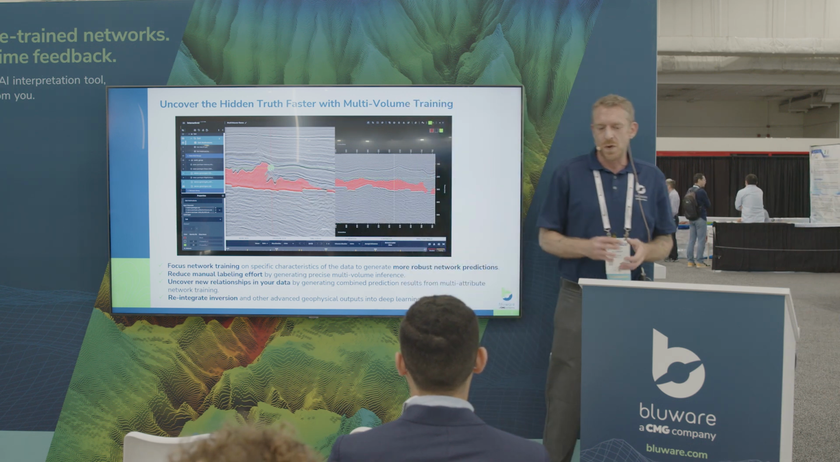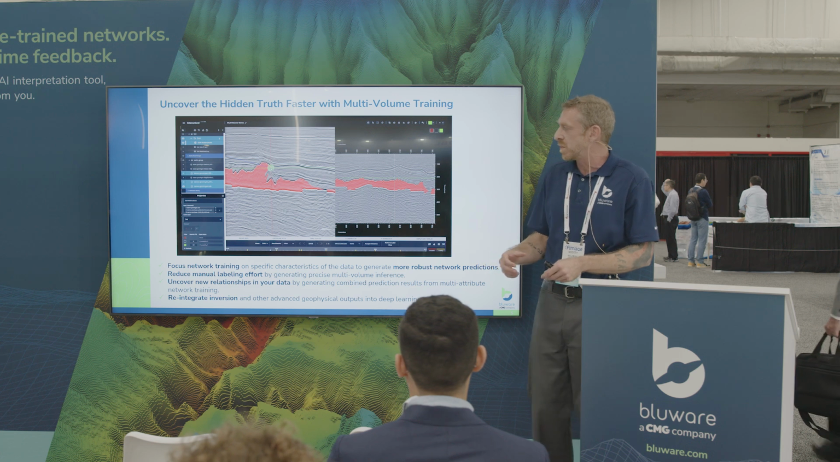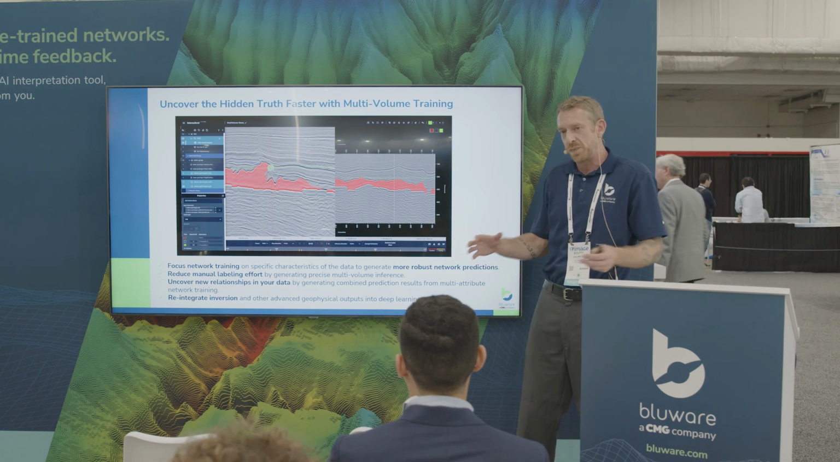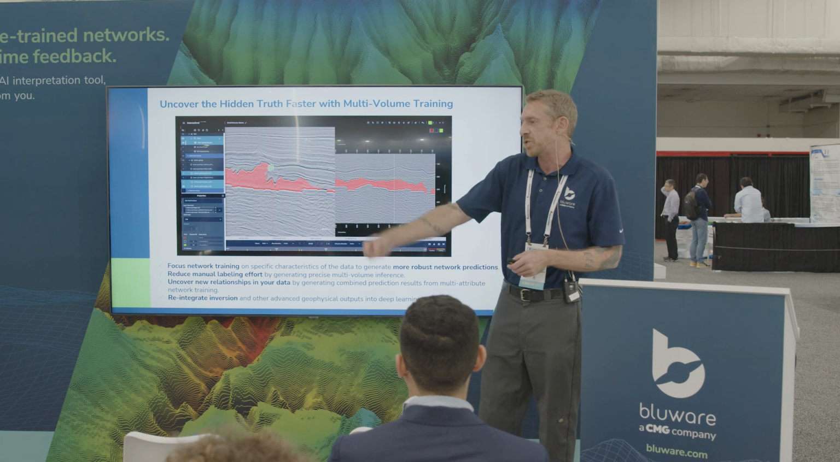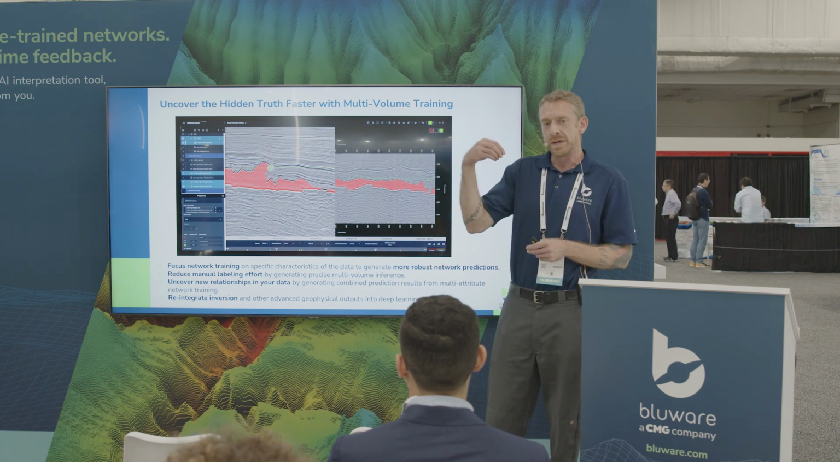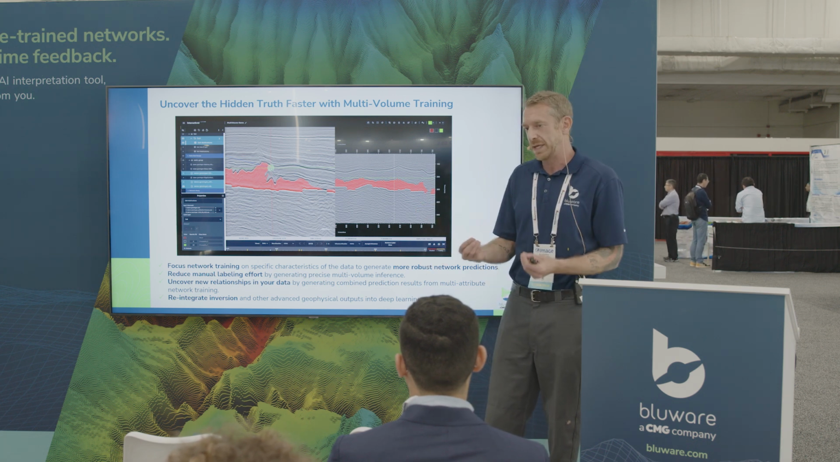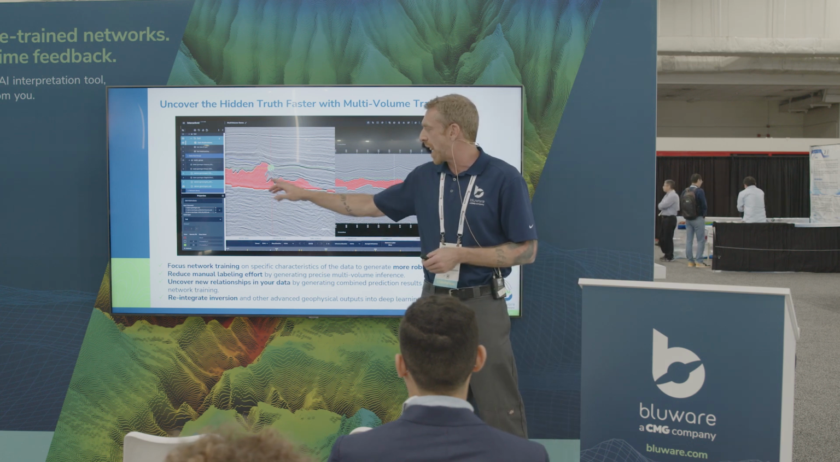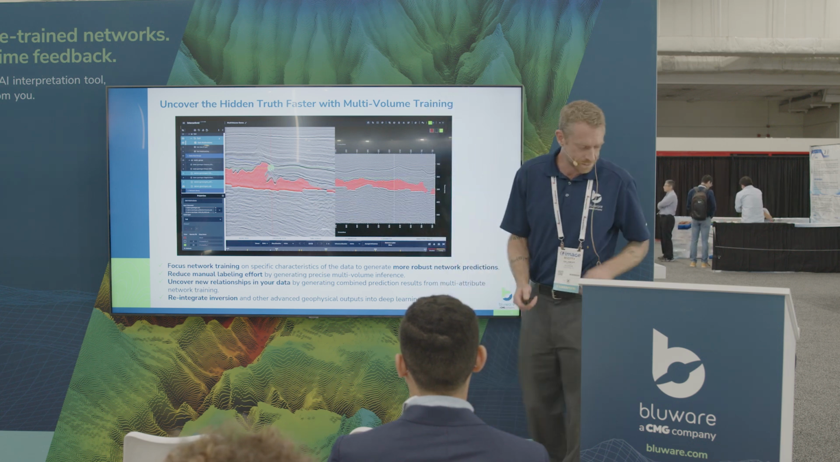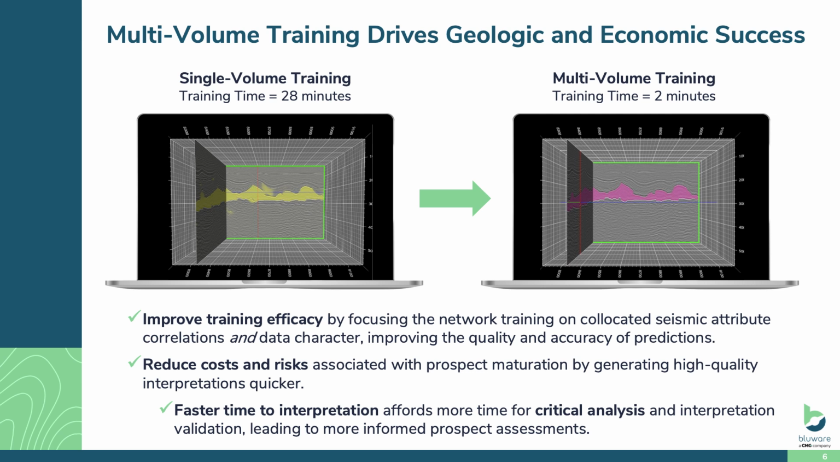So when we use the single volume training with amplitude only, we're getting results that you'd expect from amplitude, just generalized results. But as we use multi-volume training, we're able to add attributes or other data sets that are relevant to this to help train the network more accurately and effectively. Multi-volume training delivers a lot of value in terms of the ability to improve your training efficiency and accuracy.